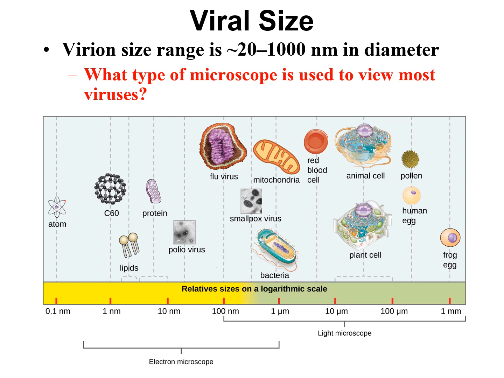Although there are a few that are large enough that you can see with a light microscope. For example, the smallpox virus is big enough that you could see with a light microscope. But all the others are going to be very small, and you're going to have to use an electron microscope to see those viruses.